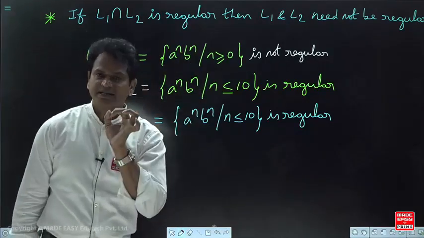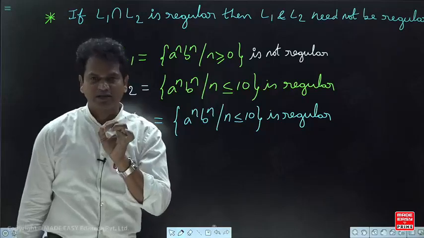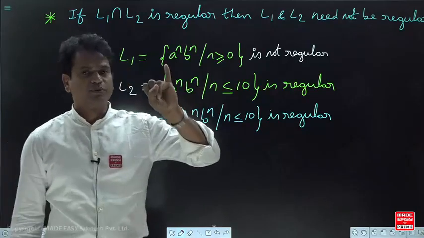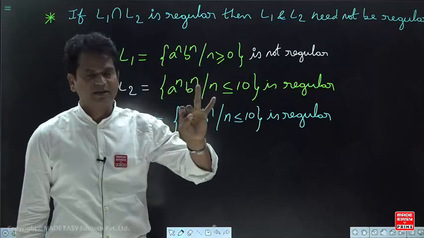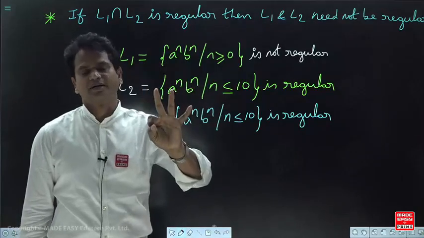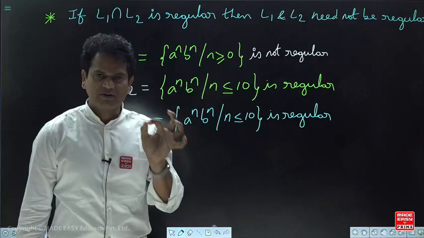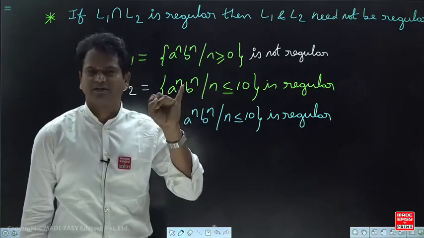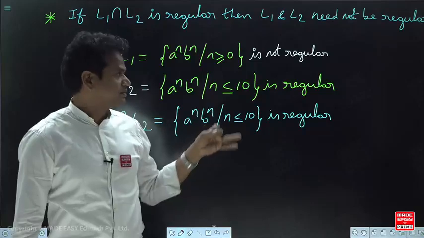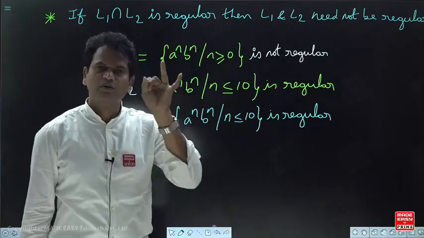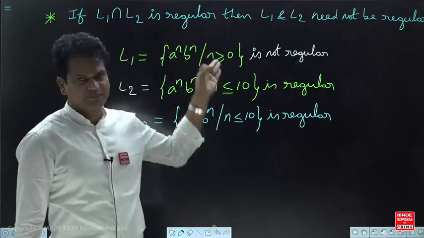So when L1 intersection L2 is regular, there are three possibilities. Both of them can be regular, one of them can be regular, or none of them can be regular. If L1 and L2 are regular, the intersection is always regular, because of the properties we have seen. Or none of them is regular, the previous example. Or only one is regular and the other is not, the present example.